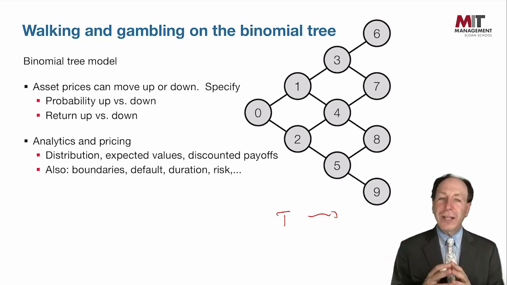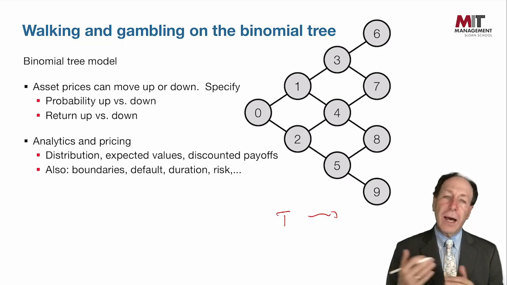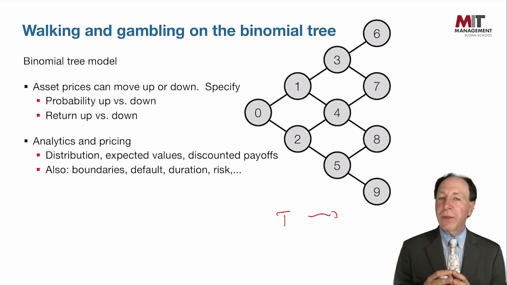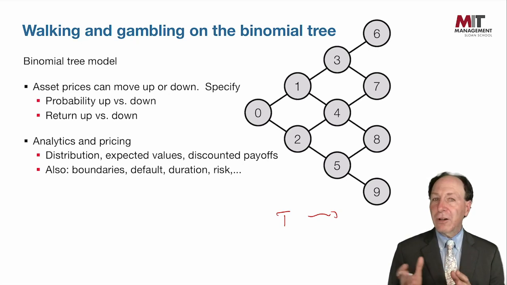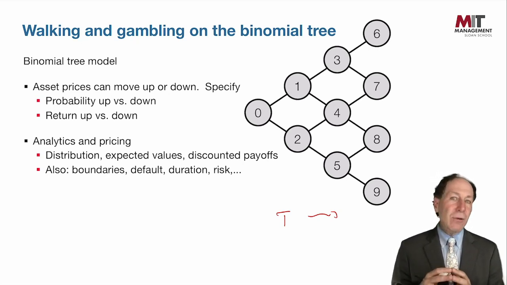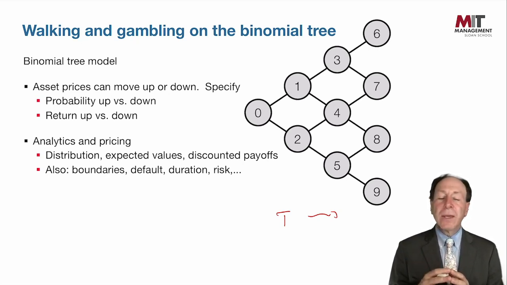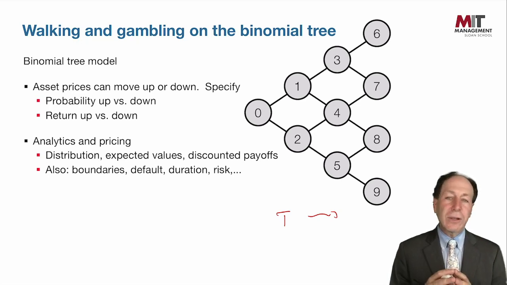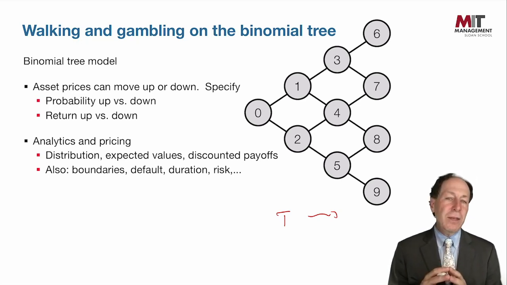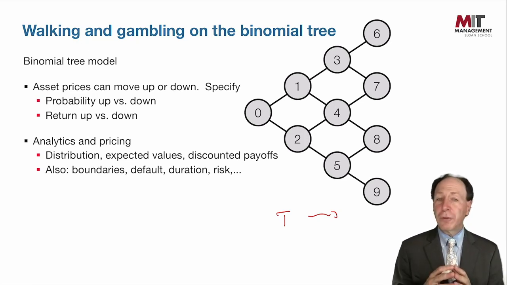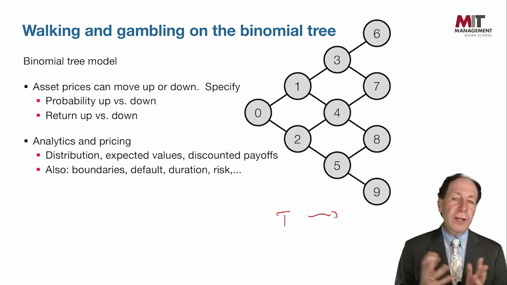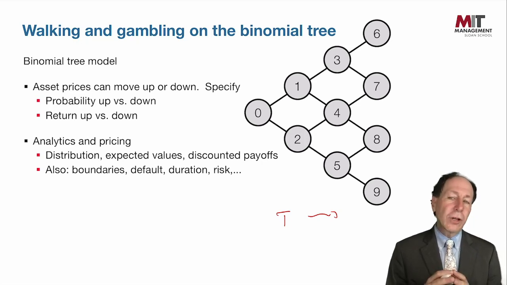We build the tree, we have a structure for what the up and down moves represent. Usually we have a fixed return associated with up and down, and that gives us a recombining tree where you notice there are two different ways to get, say, to node 4. Going up and down is the same as going down and up. There are trees that don't necessarily recombine, but in this case we'll keep the recombining tree. And there are trees also that have multiple branches. There are trinomial trees and multinomial trees. But we'll look at the binomial tree.